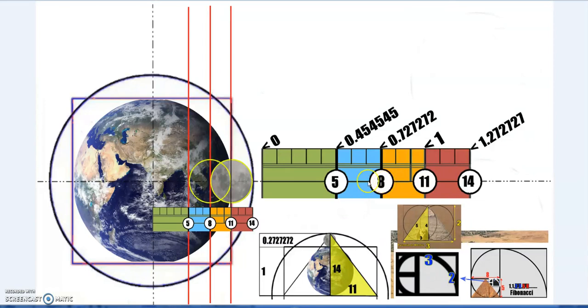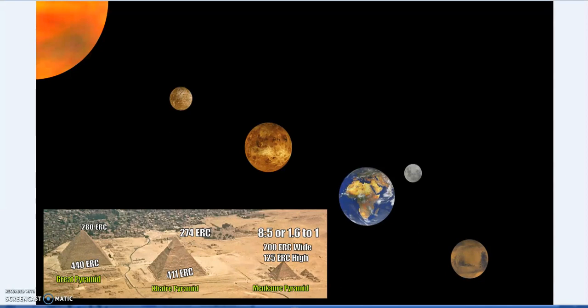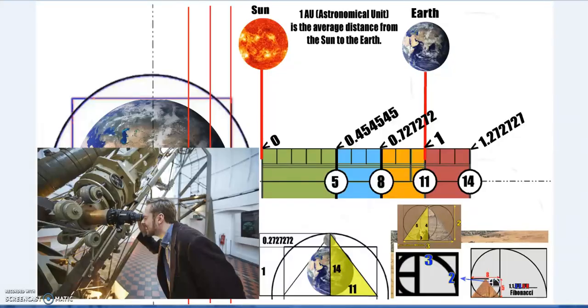Okay, so 8, 5. So that's the relationships between them, just to make the proportions more obvious. Now, Sun, Mercury, Venus, Earth, Moon, and Mars, described by this geometry, proportions, numbers built into the Giza pyramids, which of course relate to the other pyramids of Egypt.